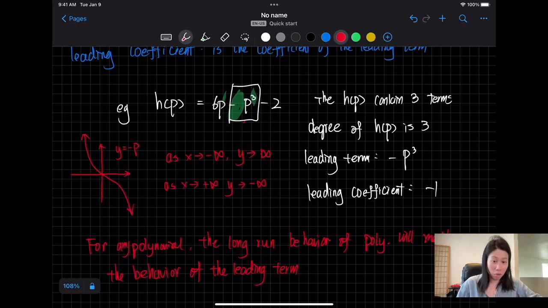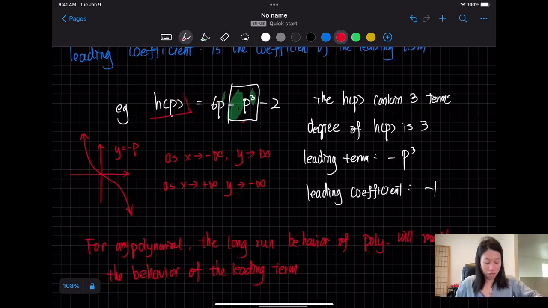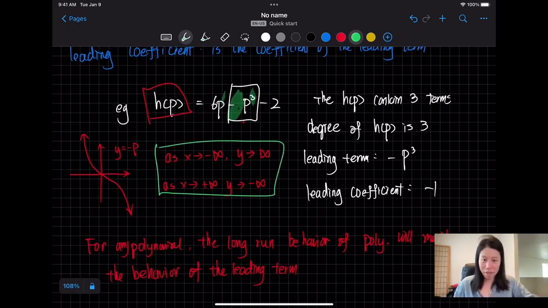But this long run behavior also matches the long run behavior of this polynomial, h of p. So that means h of p's long run behavior is going to look exactly the same. As x goes to negative infinity, y goes to positive infinity. As x goes to positive infinity, y goes to negative infinity. Okay.